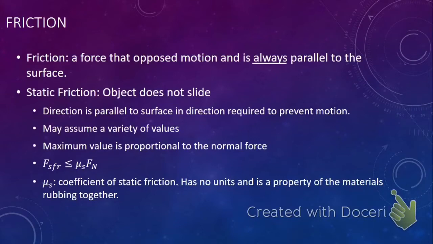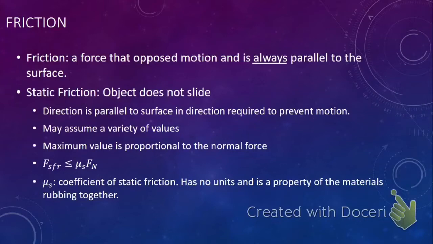We're going to talk first about static friction. Static friction is what keeps an object in place. All right, it's still parallel to the surface in the direction required to prevent motion. So if I'm pushing to the right, the friction is working towards the left. If I'm pushing to the left, friction's then obviously towards the right.